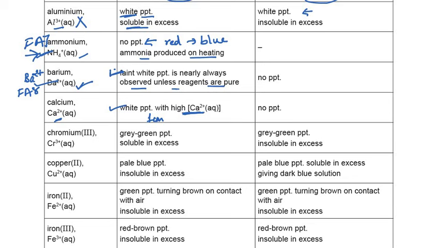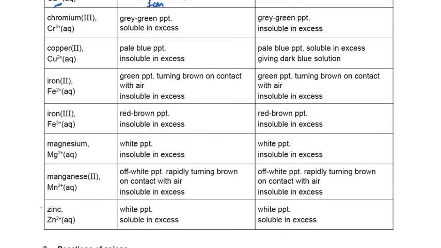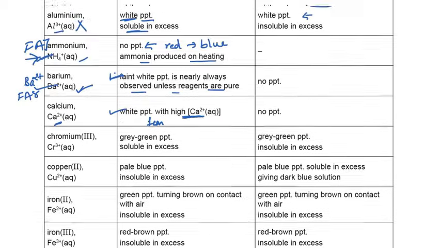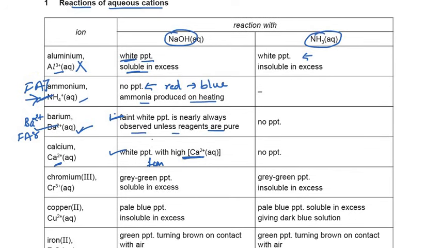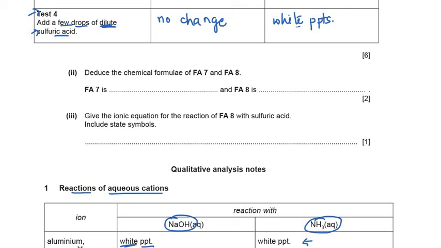Let's check the whole table. Is there any other white precipitate observed? Yes, with zinc again there are white precipitates, but again they should be soluble in excess, but our precipitates were insoluble. So again the zinc ions are not possible. With manganese it's off-white precipitates which turn brown. So again we don't have that observation. So the only possibility left is barium ions. So now we have got both the cations and anions for Fa7 and Fa8, which we can write here.